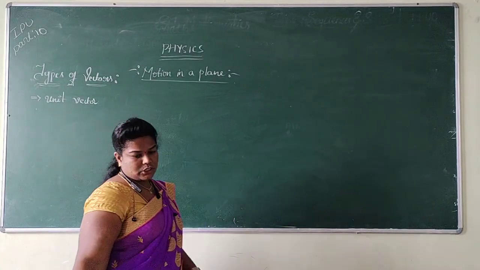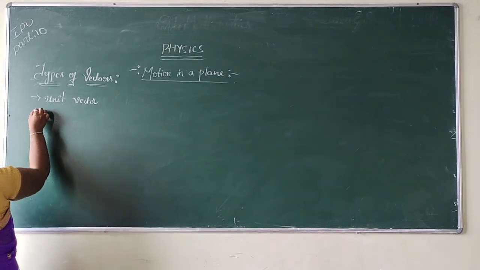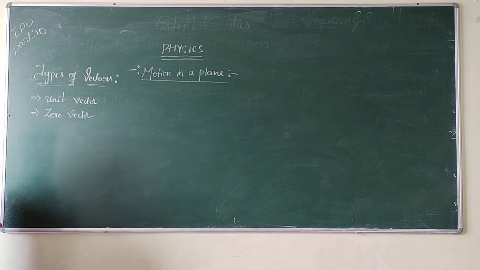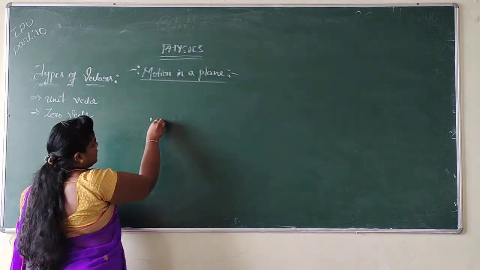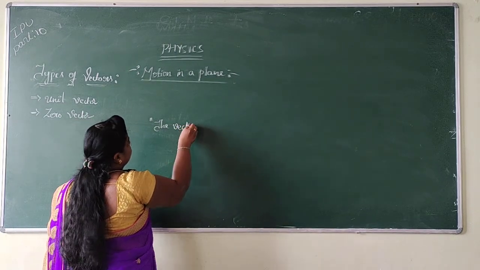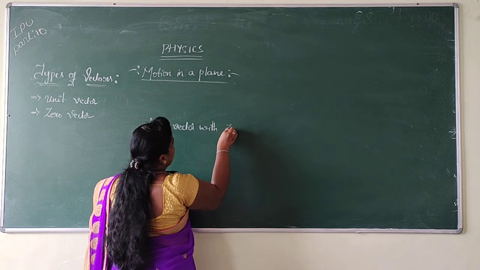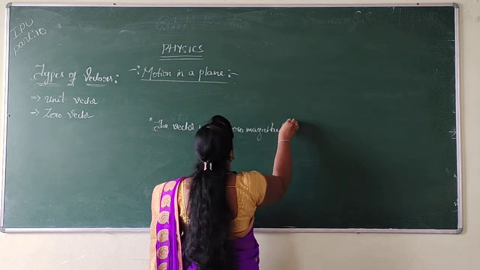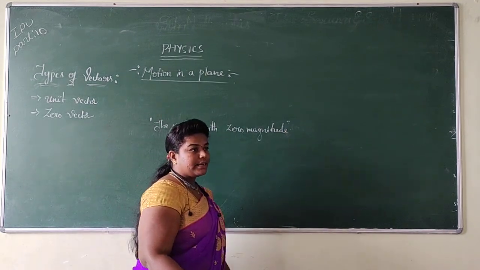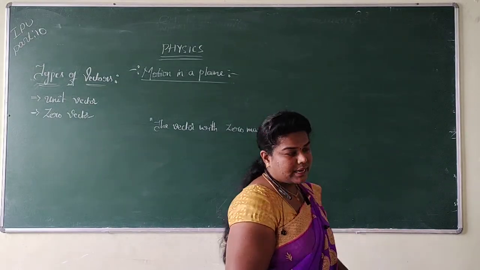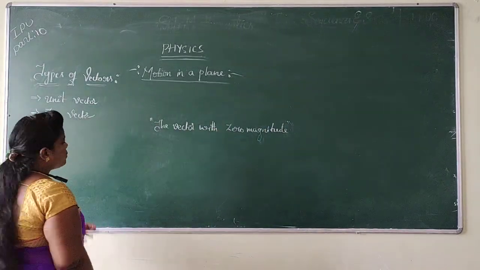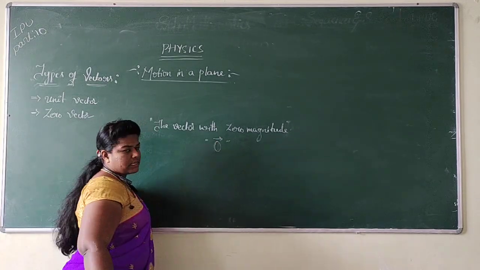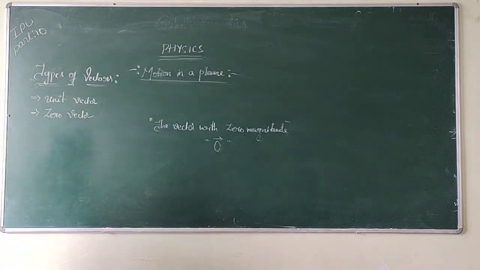Now let us move towards the discussion of zero vector, or even it is called null vector. What is zero vector? It is easily defined as the vector with zero magnitude is called zero vector. How to represent the zero vector, dear students? The representation of a zero vector is very easy. Even you can call the zero vector as null vector also. So the zero vector is represented in this way. Keep in your mind, this is the representation of zero vector.